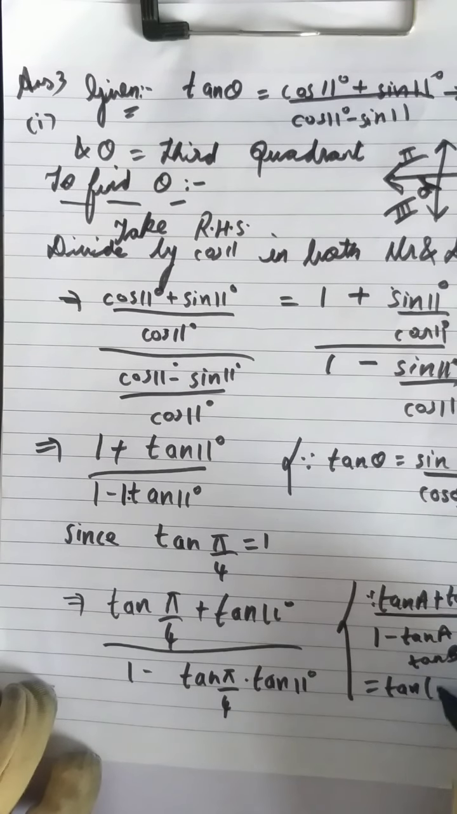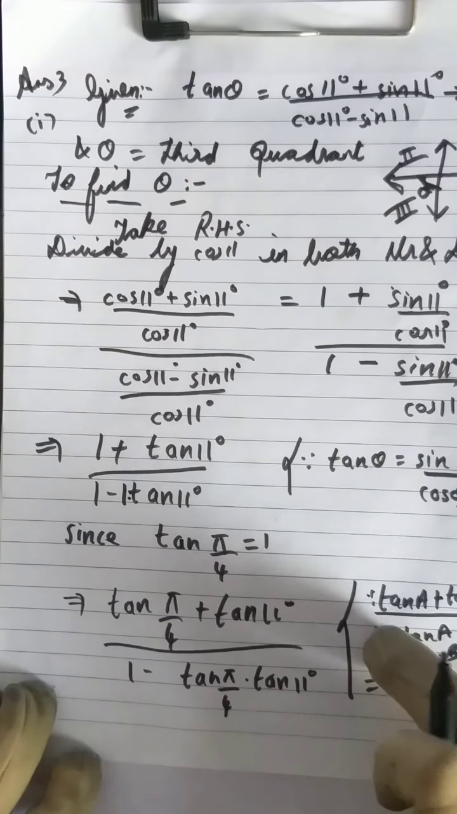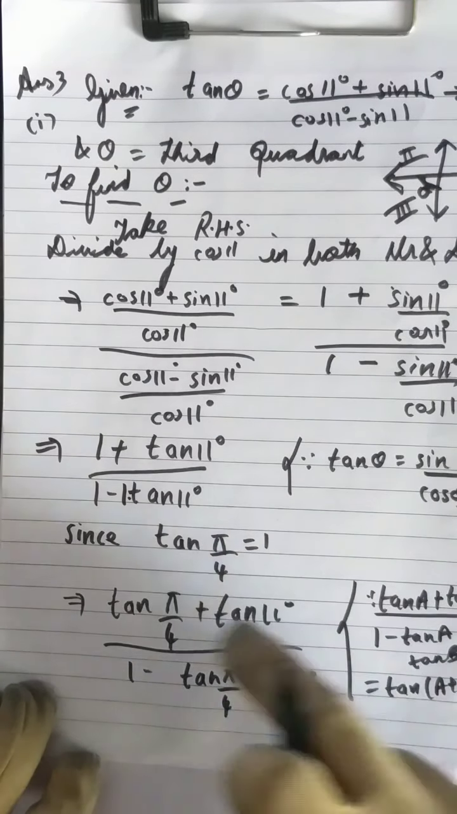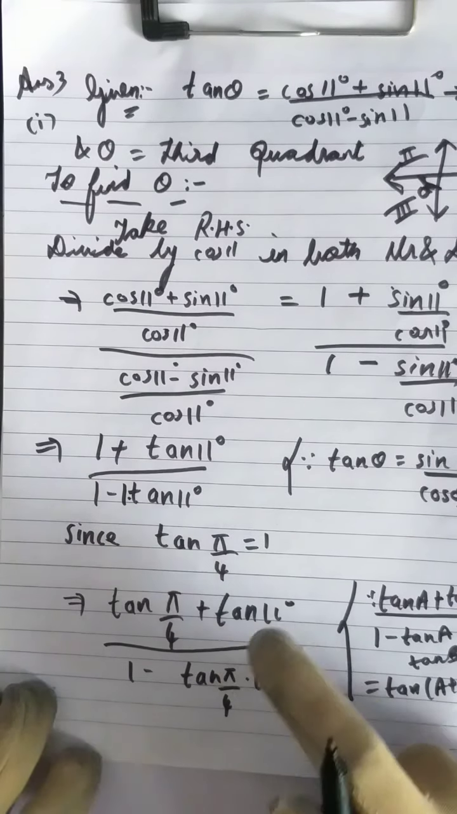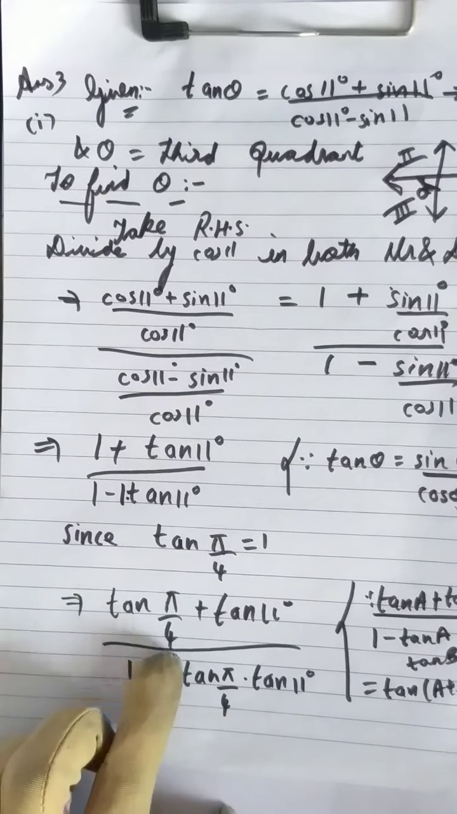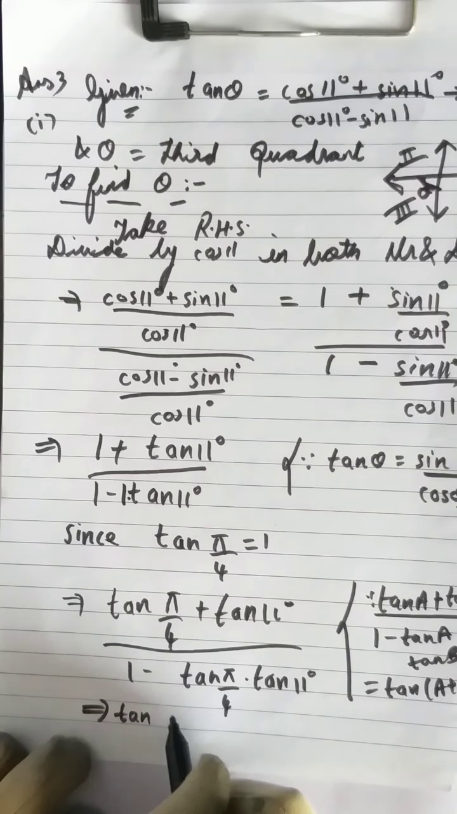So in place of this, this is the form of tan A plus tan B over 1 minus tan A tan B, which we write as tan(A plus B). Here if you compare, this is A and this is B. So A is pi by 4 and B is 11. That is, A is 45. Pi by 4 means this is nothing but tan(pi by 4 plus 11).